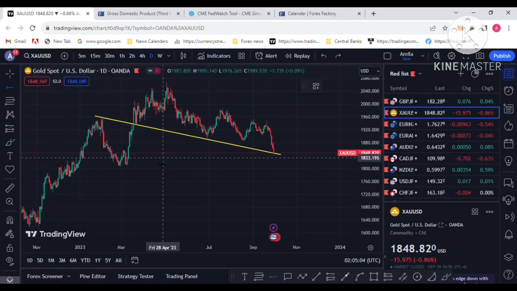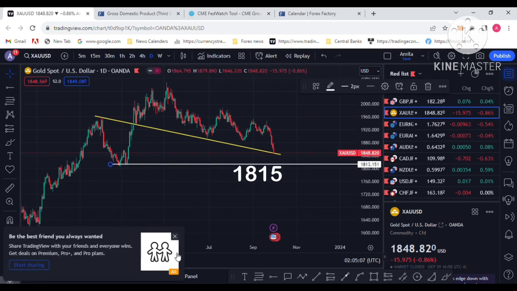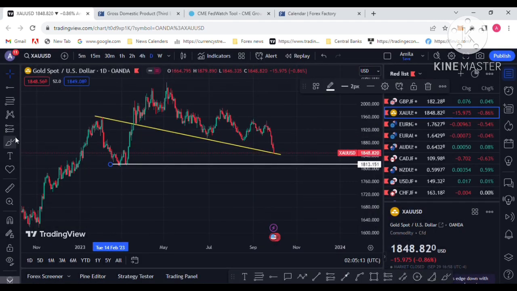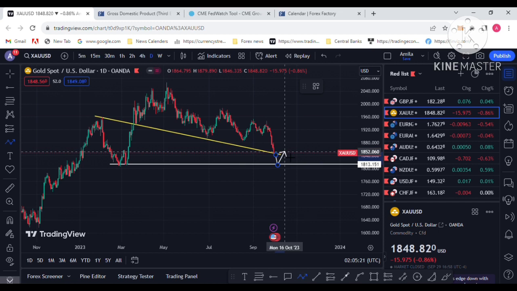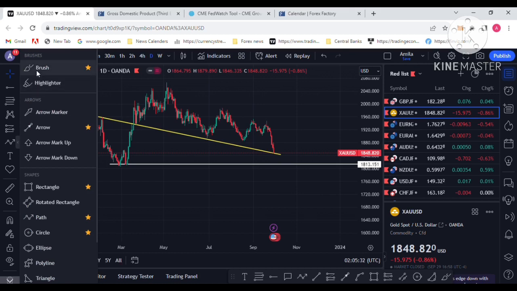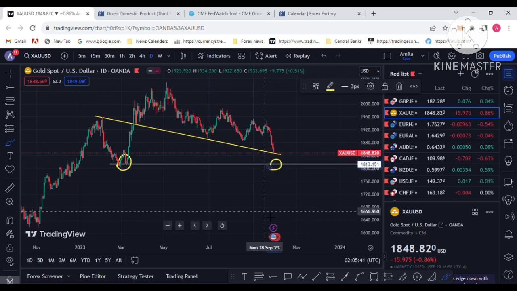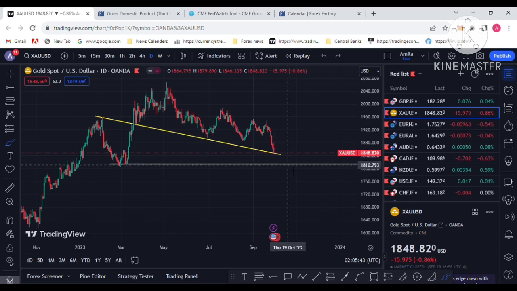The 1815 level is the big strong support below there. So will price break this trend line next week? If it does, the strong support is the 1815 level, and there will be a retracement to the upside and then a drop again. That is my expectation for next week. I'm hoping for a retracement to the upside and then a drop again. This is the strong support at the 1810 to 1815 level. So that's the technical picture I have.